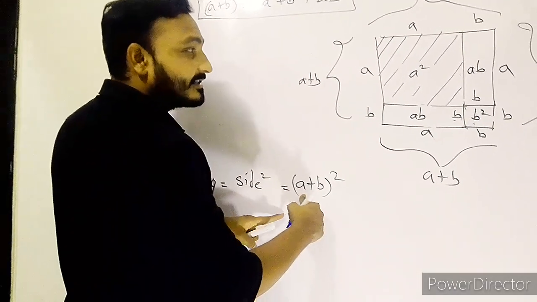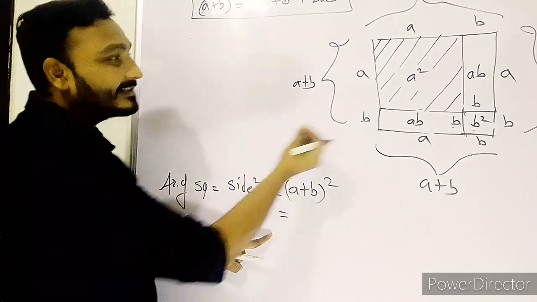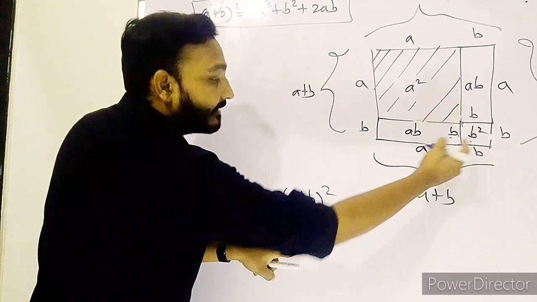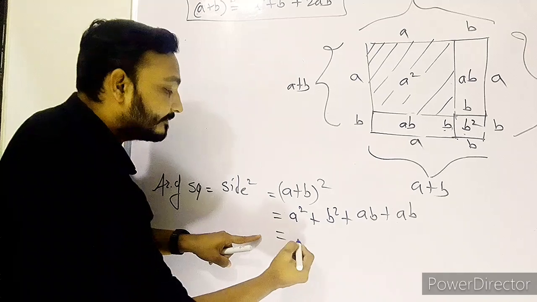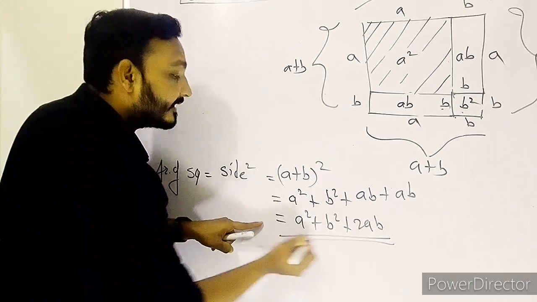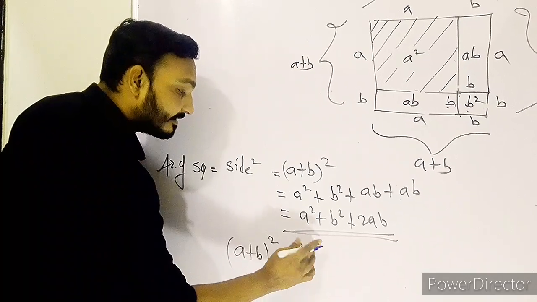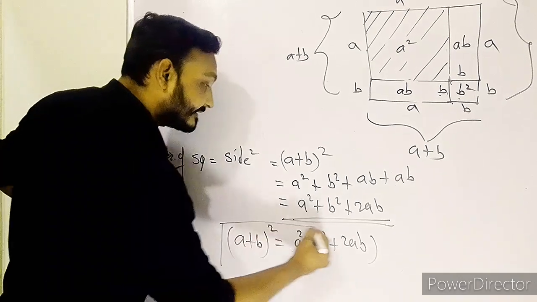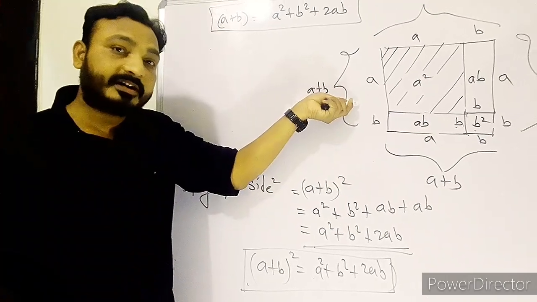Now A plus B whole square is nothing but, now we need to check this. This A plus B area is made up of 4 parts. The 4 parts are A square plus B square plus AB plus AB, and that means A square plus B square plus AB 2 times, this becomes 2AB. That means A plus B whole square is nothing but A square plus B square plus 2AB. Hence this identity is proved using the geometrical meaning.